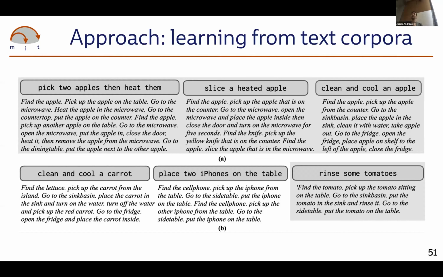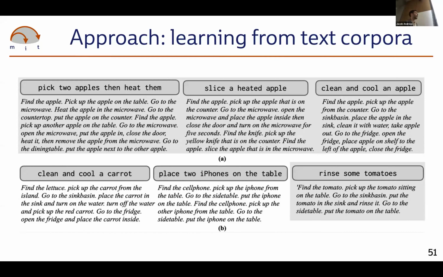We can get it to generalize conceptually to objects that were just never mentioned anywhere in the planning data set, right? We can ask it to do things with carrots, even though there were no carrots at training time, do things with iPhones, even though there were no iPhones at training time. And you get reasonable looking high level plans. There are mistakes, right? Notice that at the beginning of this carrot thing, the first step says find the lettuce, not the carrot. But in general, these plans actually look pretty sensible.